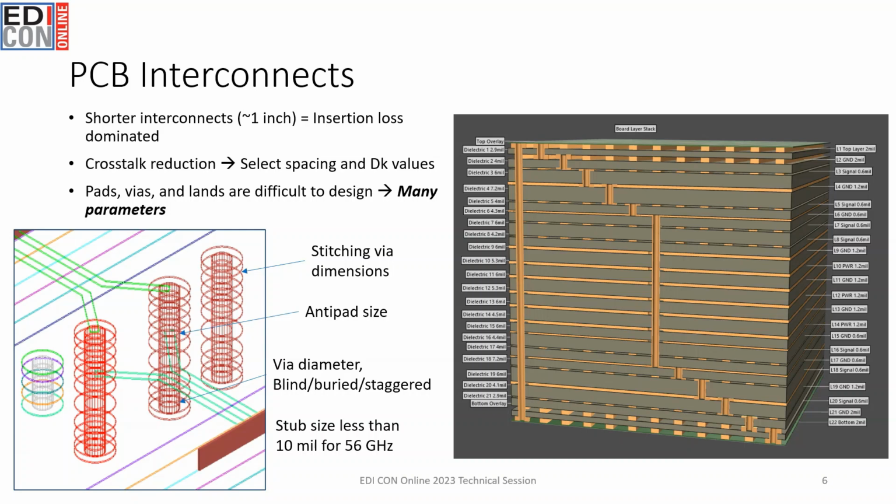Obviously stitching vias, anti-pad size, via diameter, whether we're using blind and buried and staggered vias, or whether we're just stacking vias all the way through the structure. If you do happen to use through holes, whether or not you have a stub matters, and of course the stub size needs to be very small when you're at 56 gigahertz. The reason for that should be pretty clear. Once you are below 10 mil for these stubs, they're actually very difficult to fabricate with controlled depth drilling. And so that requires you either have very thin layers on the outer sides of the board and you're routing all the way through, or you're just using blind and buried vias all the way through the stack.